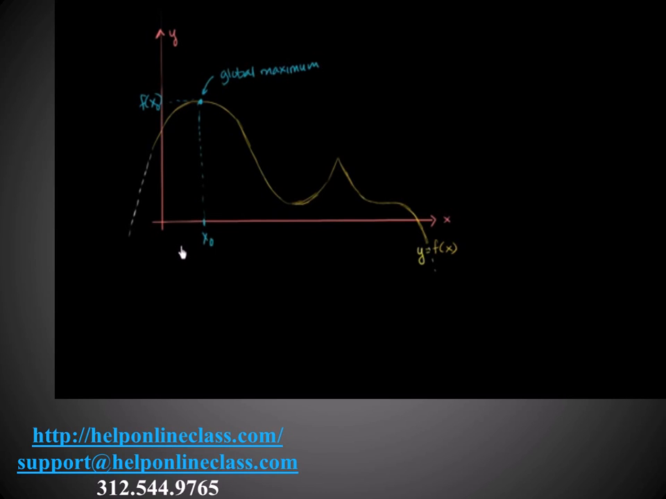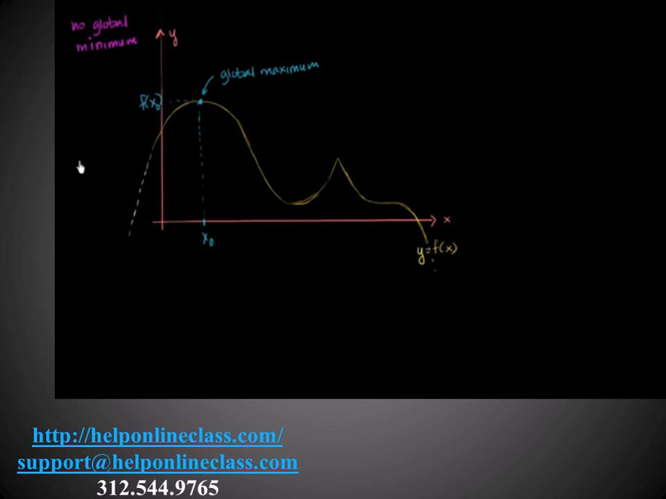Now, do we have a global minimum point the way that I've drawn it? Well, no. This function can take on arbitrarily negative values. It approaches negative infinity as x approaches negative infinity. It approaches negative infinity as x approaches positive infinity. So, let me write this down, we have no global minimum.